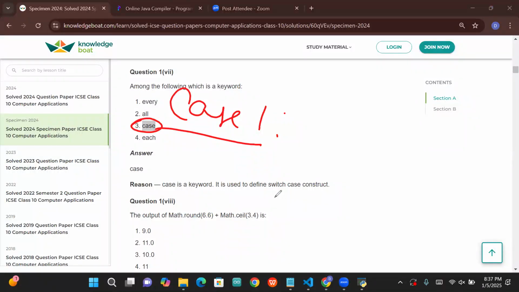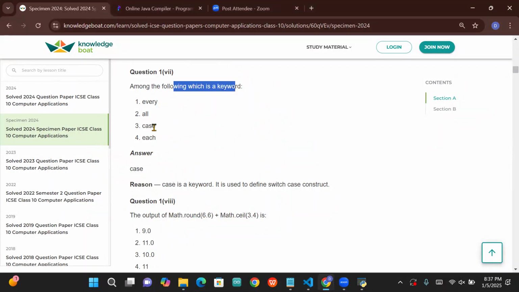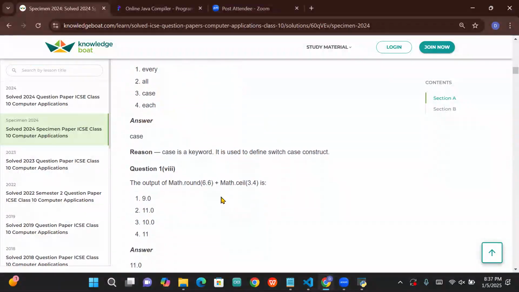You cannot use this case for your use. Like, you cannot write integer and then give the identifier name case. Case is a keyword, a reserved word. You cannot use it for yourself. So case is the reserved word, and that is the answer to this question: case.